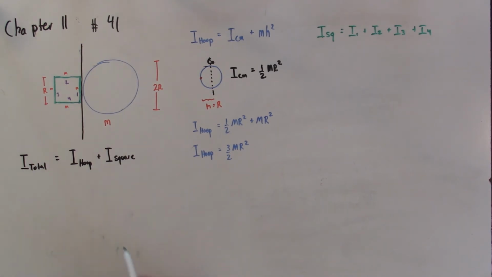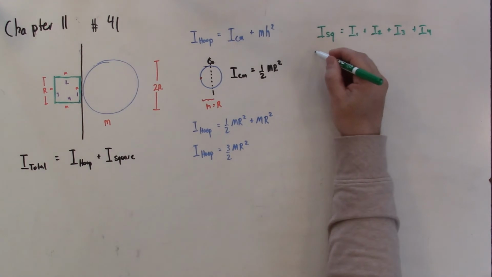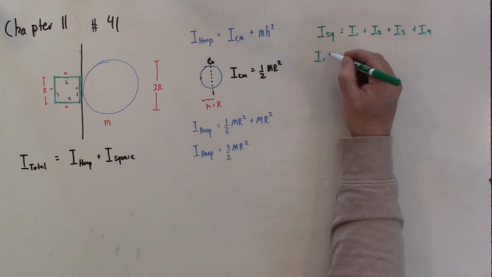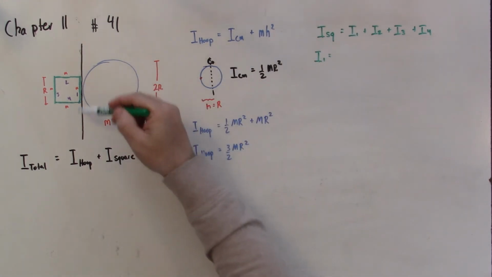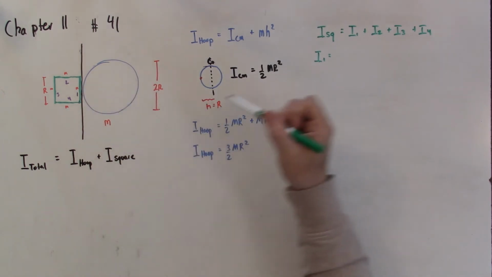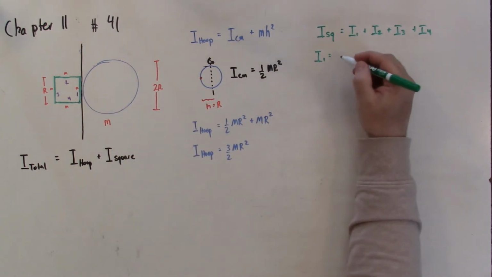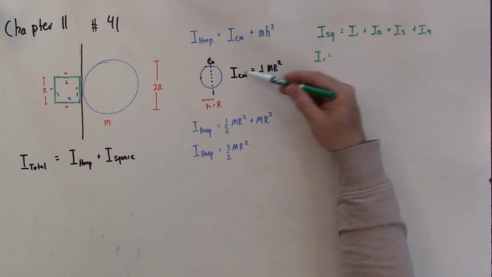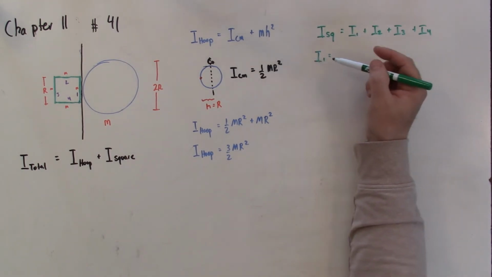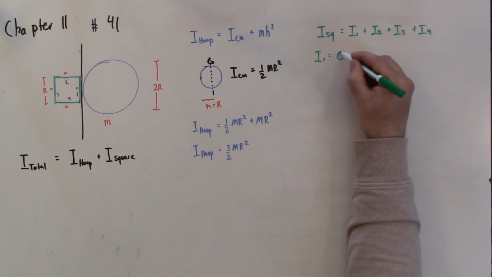So let's just see what it looks like. The moment of inertia of part 1. Well, if you look, part 1 is actually at the pivot point. And if you're at the pivot point, then your R value is 0, regardless of what it looks like. Your R value is 0, so therefore it's 0.